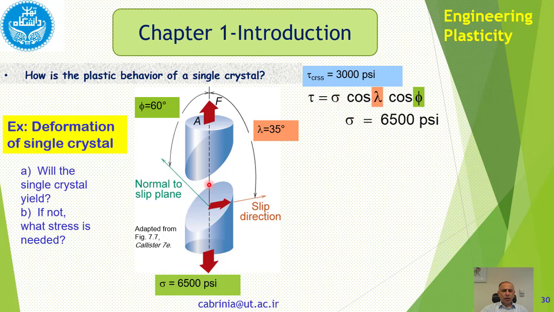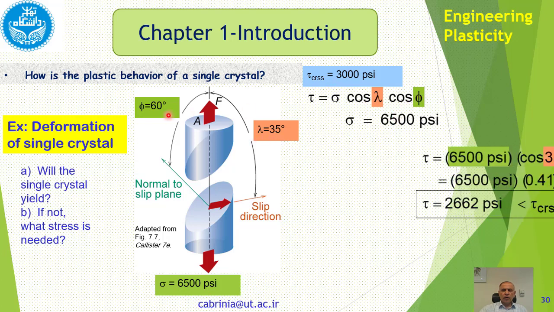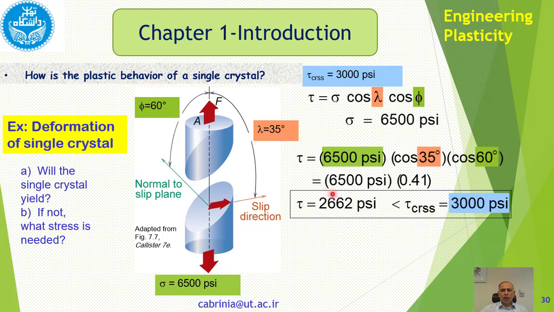Now, sigma is 6,500, lambda is 35 degrees, phi is 60 degrees. So we substitute all these numbers here and we get 2,662 psi for the resolved shear stress, which is smaller than this 3,000 psi critical resolved shear stress, which means that it does not yield, because yielding is equivalent to the slipping.